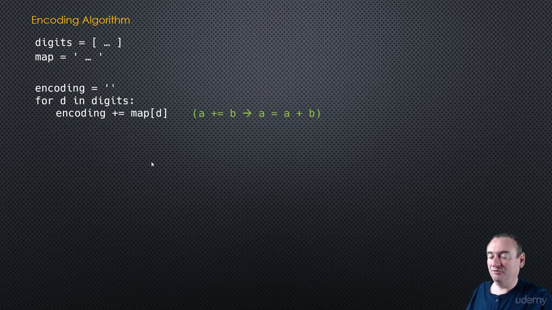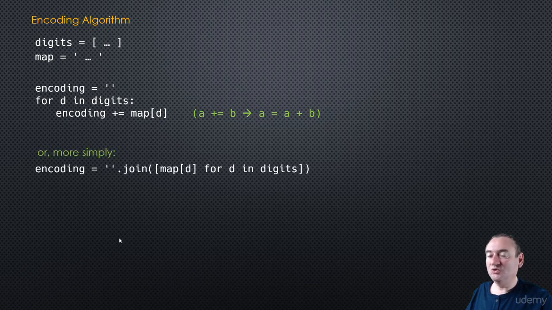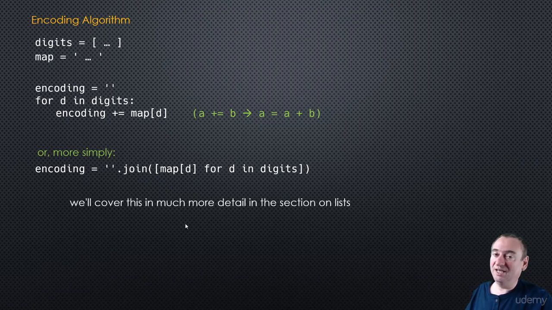So not very efficient. A better way of doing this, which we'll see in later sections, and we're going to get into that in a lot more detail, would be to do something like this. If you've seen that before, that's great. If you haven't, don't worry about it. We're going to study that in a lot of detail in some future videos. So we can use a list comprehension, and we're going to take every D in our digits, map it, and then join it into a single string. Again, don't worry if you don't know what this means. We'll cover it in much more detail.